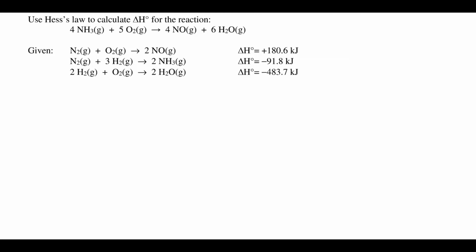All right, a Hess's law problem. We're trying to generate this equation somehow by combining these equations. We're going to start with some entity that appears in the target and only one of these equations, NH3. We want 4 moles of NH3 in the reactants.